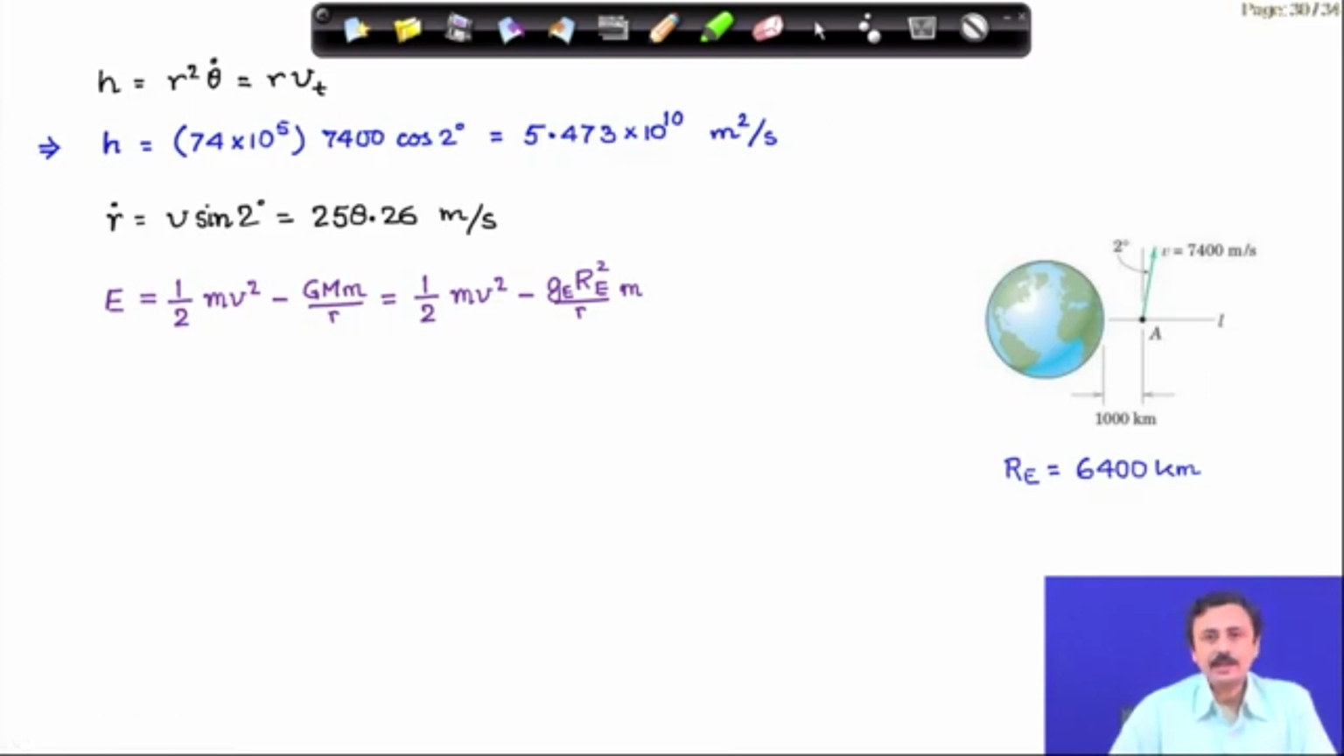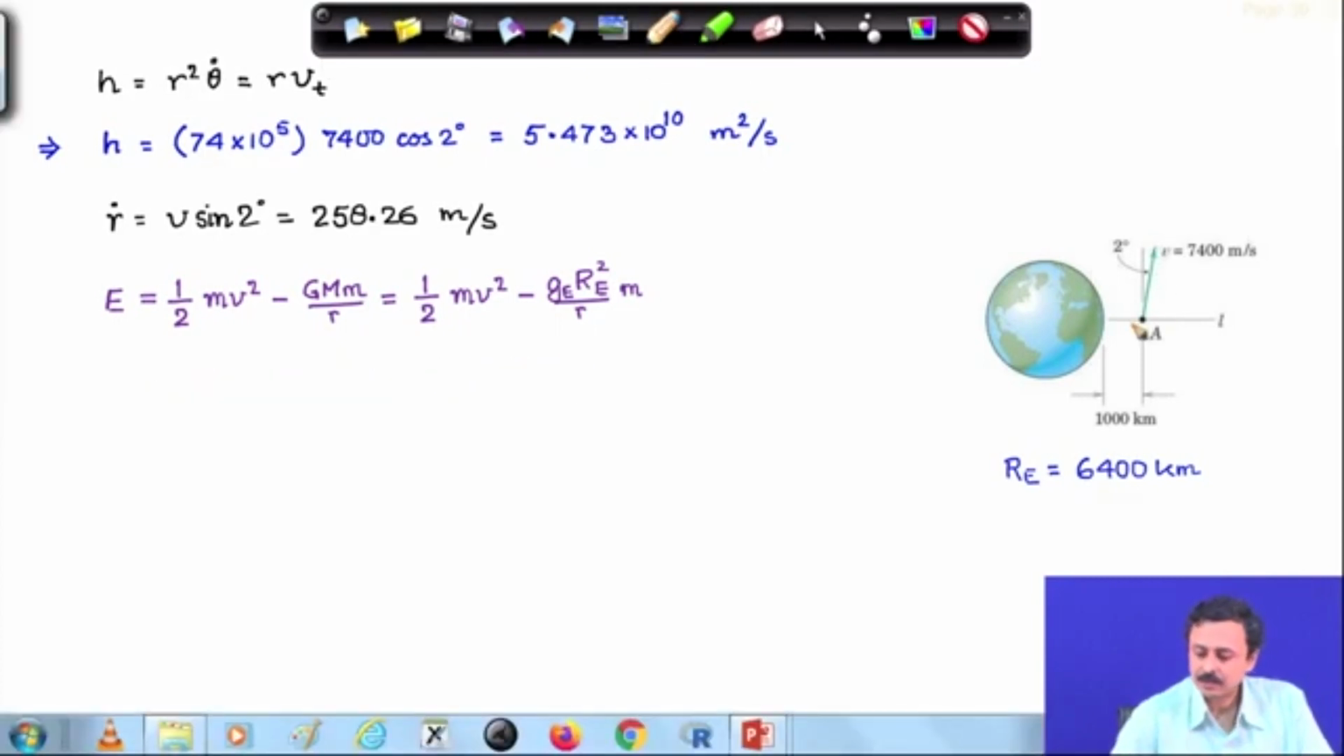Now, I can also calculate the radial velocity r dot, which is v sine 2 degree. Here you have to be careful about the sign. The radius is increasing. If you take v sine 2 degree, it is this small velocity vector, which is the projection of the velocity vector in the direction of L, which is the radial line. Therefore, r dot is v sine 2 degree, which turns out to be 258.26 meter per second.